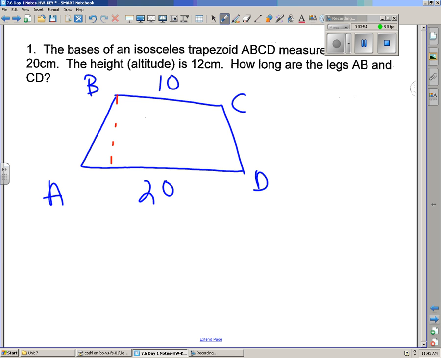If we drop down the altitude, we know the altitude measures 12. Then we want to find these other sides, AB and CD. Well, if you think about the altitudes, you could draw an altitude down on the other side as well. That would also be 12. But then what ends up happening is up here, this base from B to C, which is 10, also has to be the same distance from B to C down here. So this guy right here, highlighted in yellow, is 10. Well, the other two parts, from the altitude to A and the altitude to D, have to be equal because we're in this isosceles trapezoid.